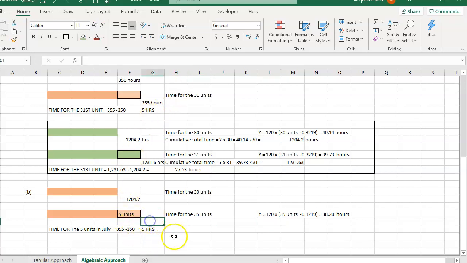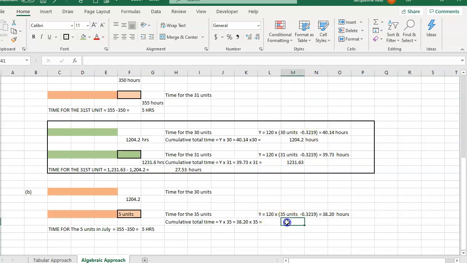So if I want to find the cumulative time for those 35 units, then it is 38.2 times 35. So notice the application of it. Two similar situations, but reasonably different. In part A, we're looking at an additional unit, 30 units and 31 units and the difference. But here we're looking at a wider margin, a 5-unit difference. So we're going to use 30 and 35.